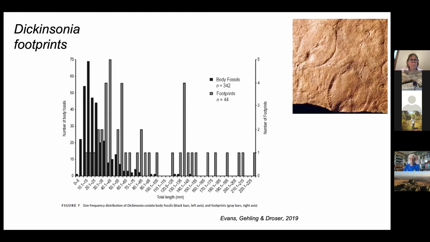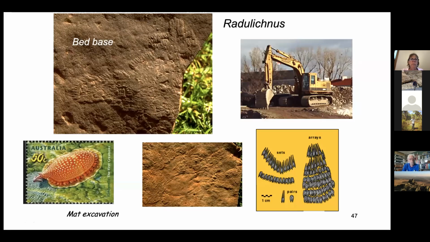And there are other organisms, Yorgia, as well as Kimberella, which again is shown here on the mat, which was a mat excavator and produced these structures here, excavating into the mat. And this has, of course, been interpreted by others as a stem group mollusk.